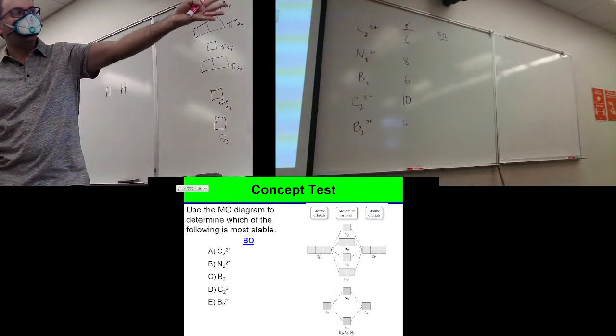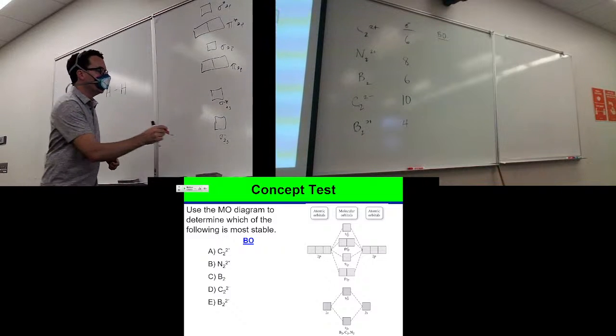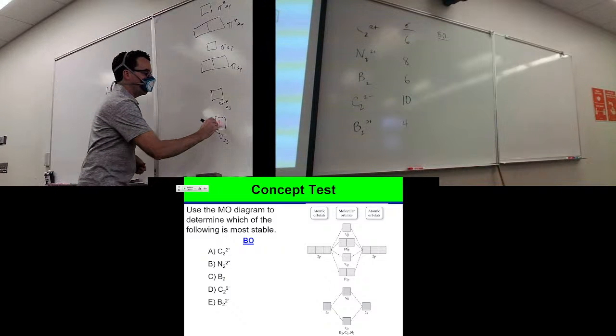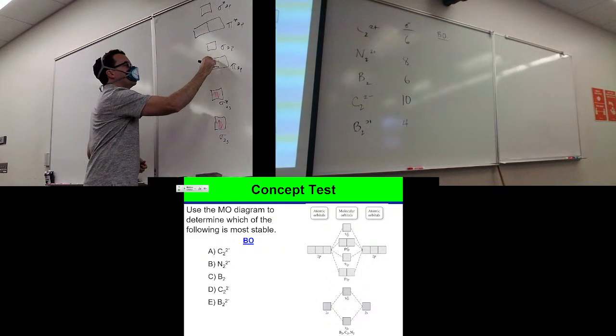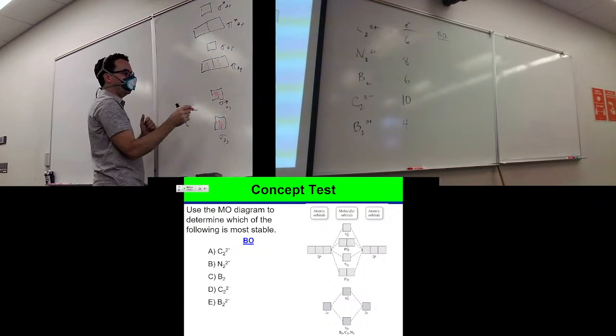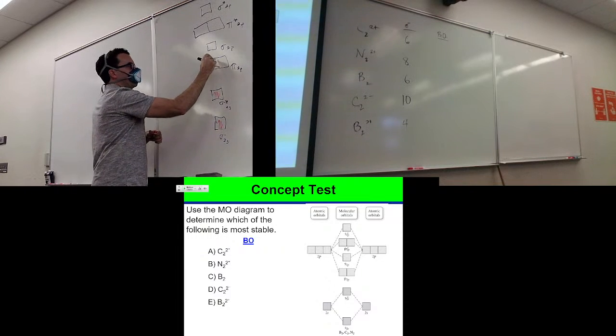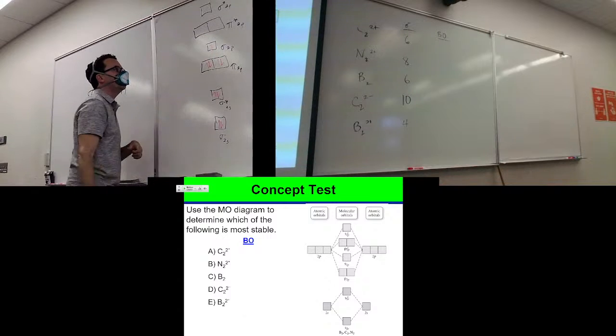Let's start with the highest number of electrons, C2 2-, which has 10 electrons. So 1, 2, 3, 4, 5, 6. Remember, 1 electron in each degenerate orbital before you pair them up. Degenerate meaning same energy. So 2, 4, 6, 7, 8, 9, 10.